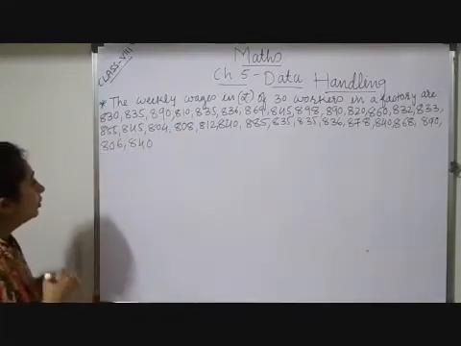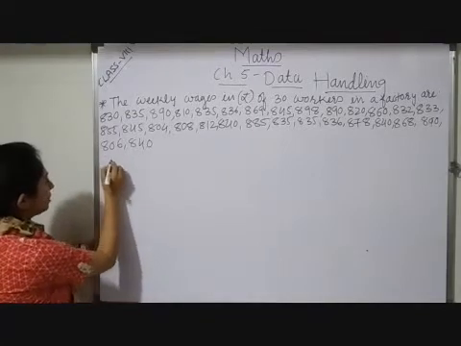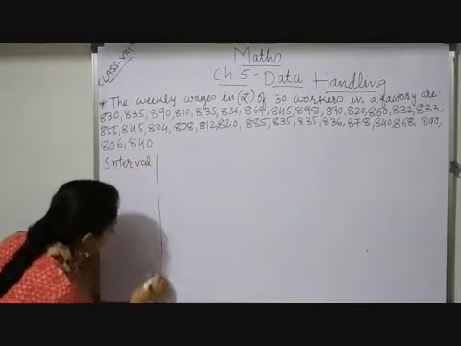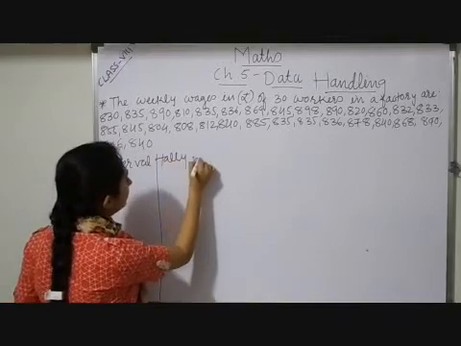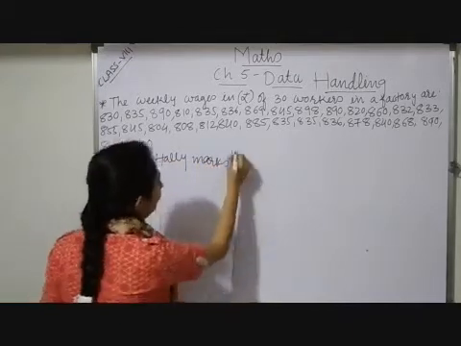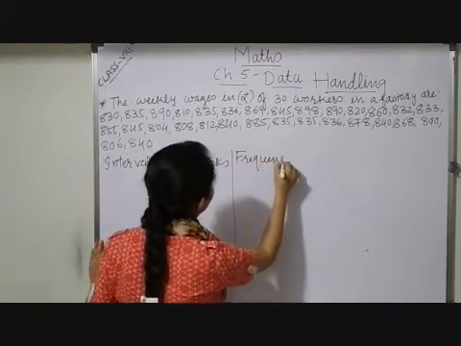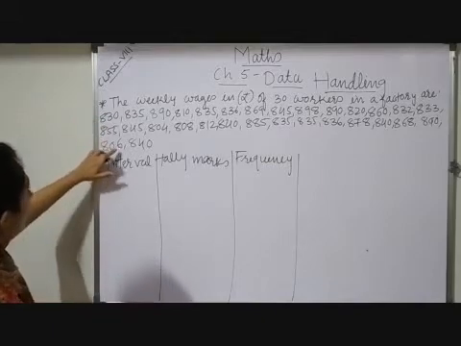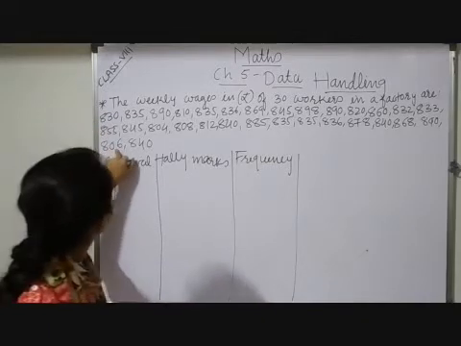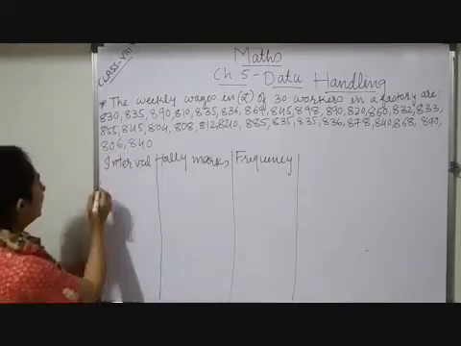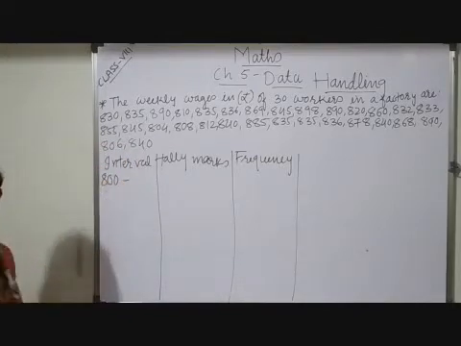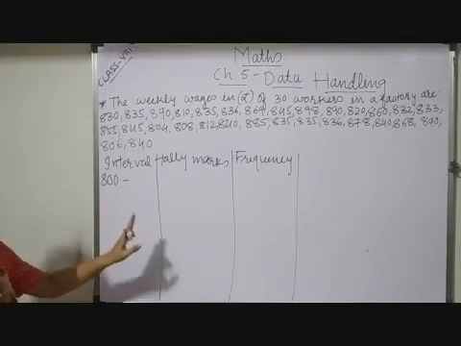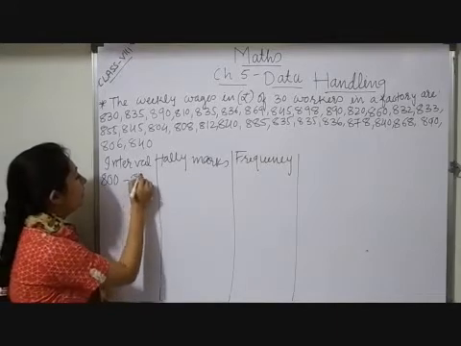So how will I represent this information? First of all, let the first column be of interval. Next is of tally marks, and after that frequency. Now how will I represent it? The lowest observation is 806, so maybe I will begin with 800. So suppose 800 is my first observation. Here I am choosing an interval of 10, so the next value will be 810.